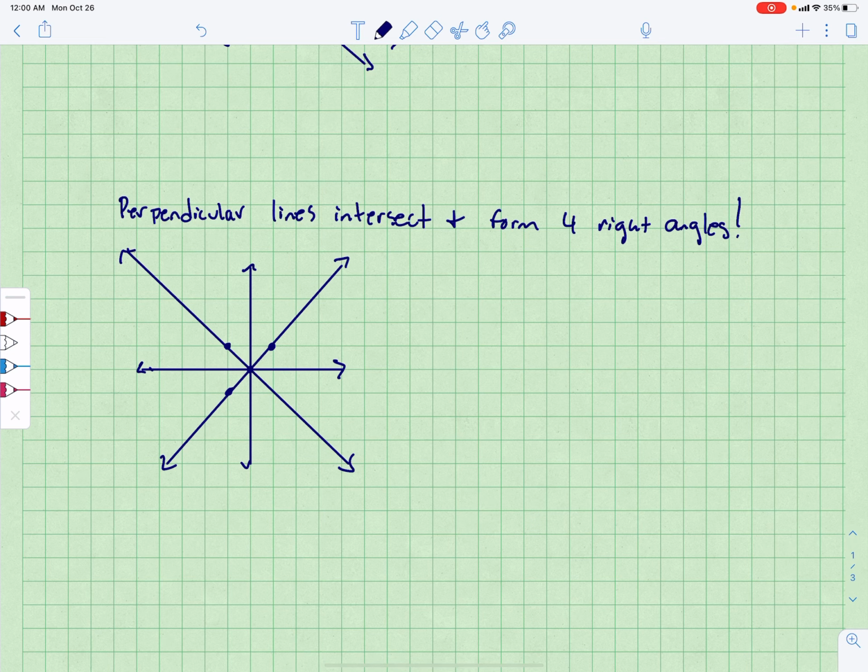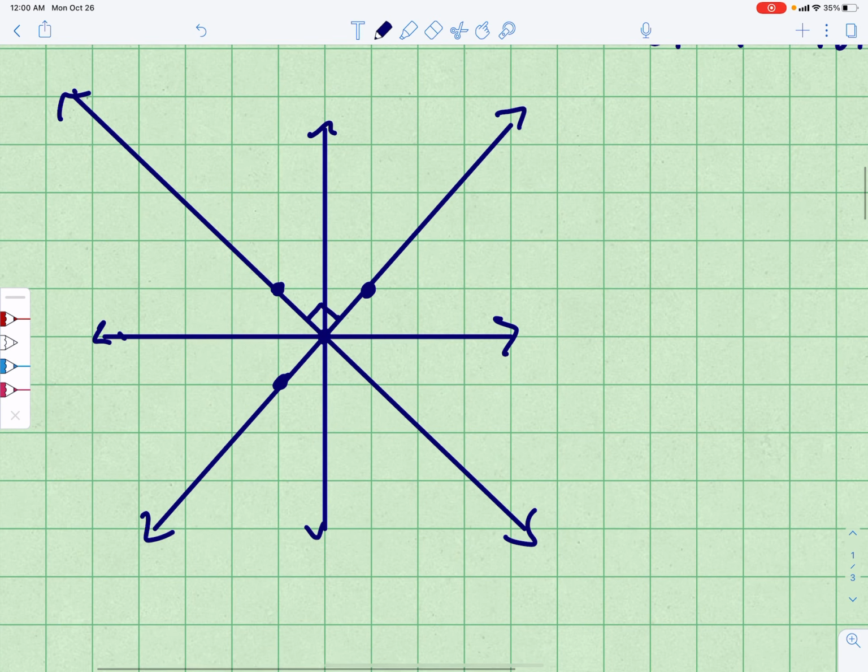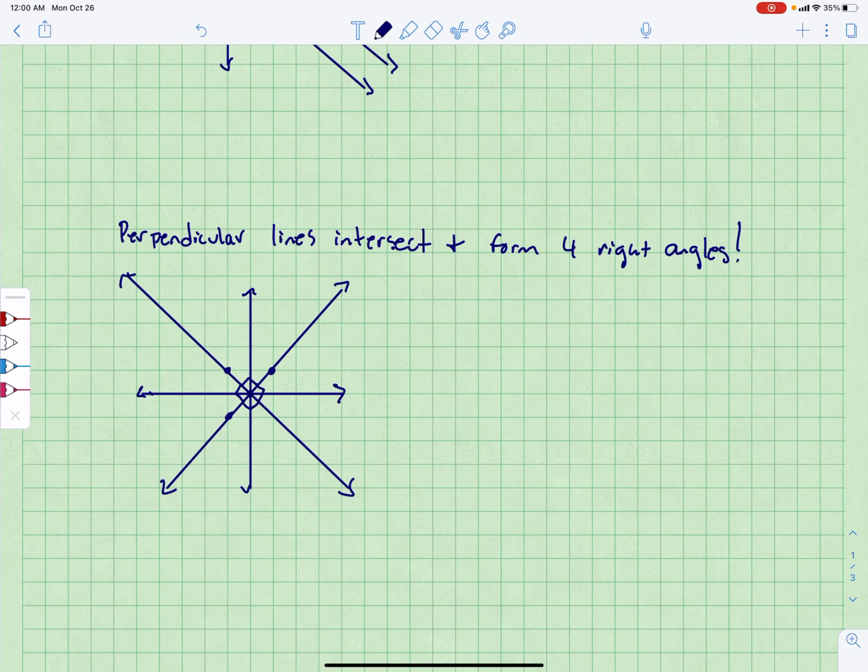These lines intersect, and when they intersect, if I were to zoom in right here, they make four right angles. And we talked about what right angles are. Right angles are angles that equal 90 degrees. So it's important to understand when lines are perpendicular, especially when we're talking about graphing. And the slopes between those perpendicular lines have a special relationship. So this is the other very important concept of this section.